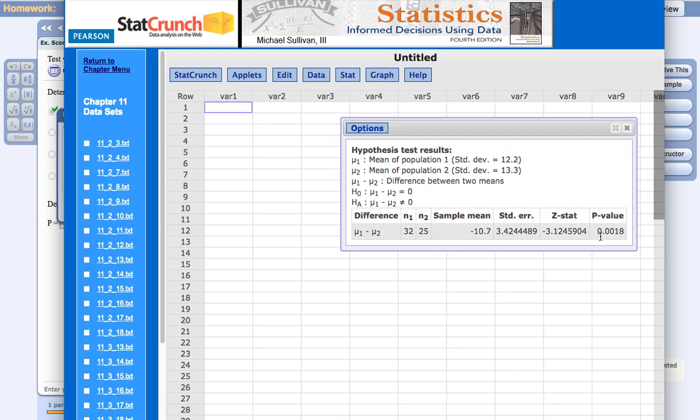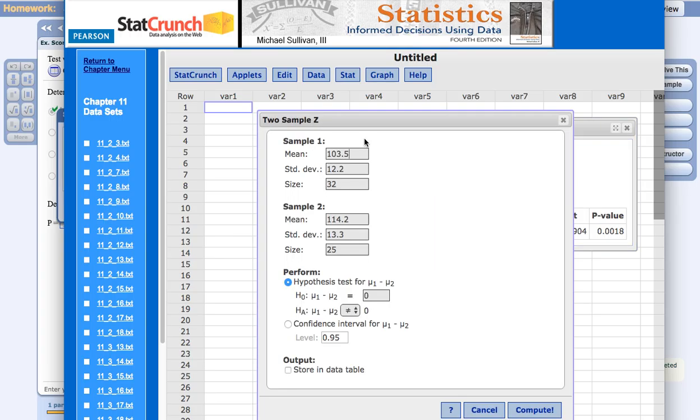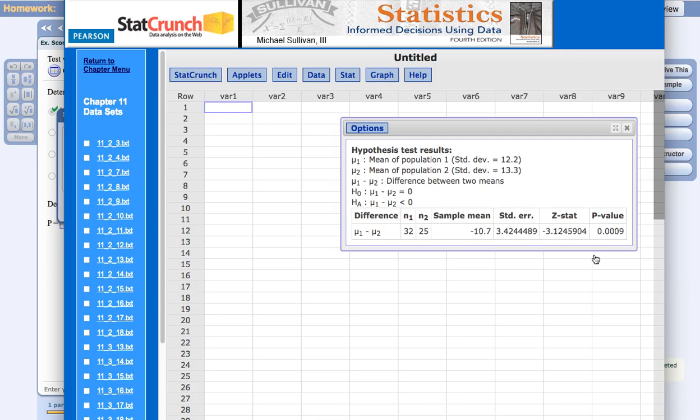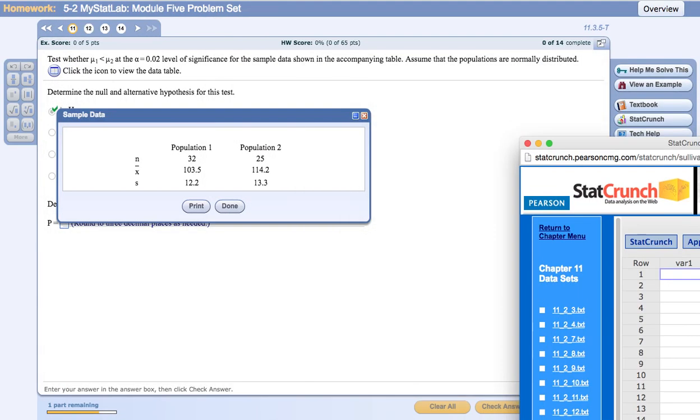Now we can go ahead and compute this, and we get a p-value. Oh, one thing I forgot to add, so we can always go back in and edit: we want mu1 minus mu2 to be less than 0. The difference between those two would be less than 0 because we're testing to see if mu1 is smaller than mu2. So let's go ahead and compute this. Okay, and our p-value is 0.009. So we're going to have to substitute that in here.